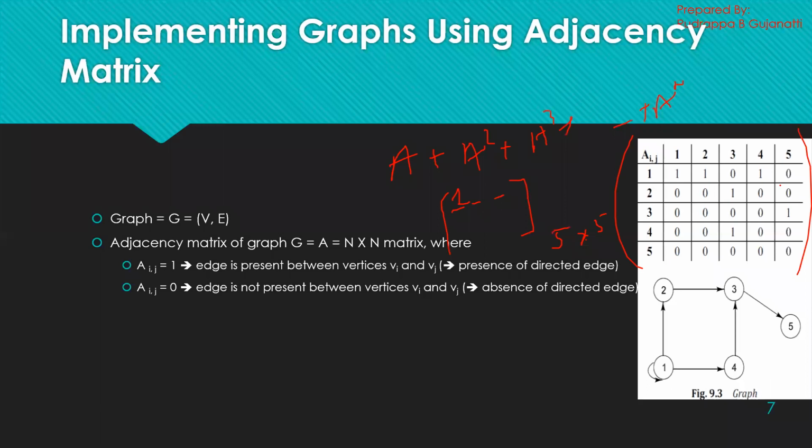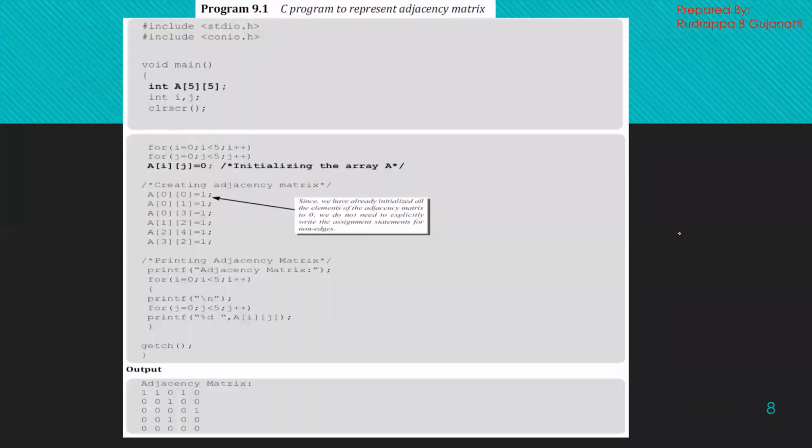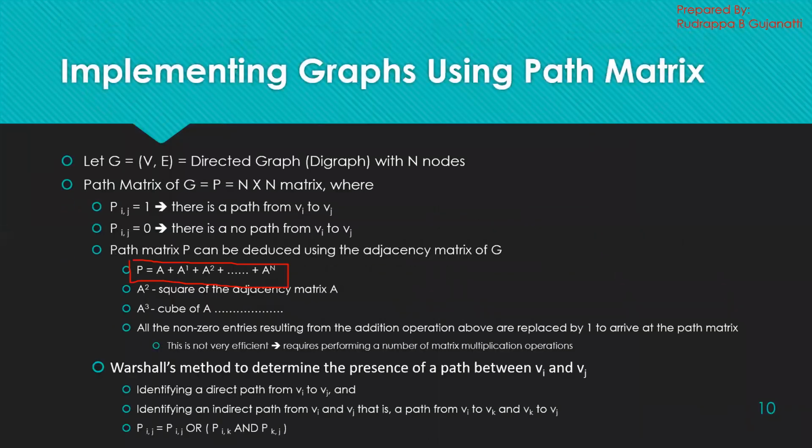In this case, for 1 to 3, I'll be able to reach, so this will be a non-zero value, and I'll replace it with 1. Whereas for the other values, if there is no path, it will not be replaced; it will be 0. So instead of going with that method, a slight variation is introduced. They make use of this equation, a logical parameter, which is Warshall's method. So this is your path matrix method.